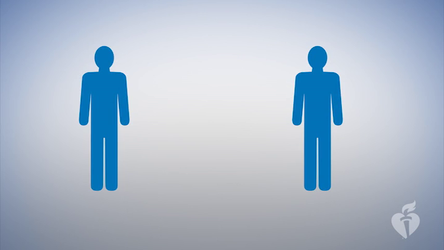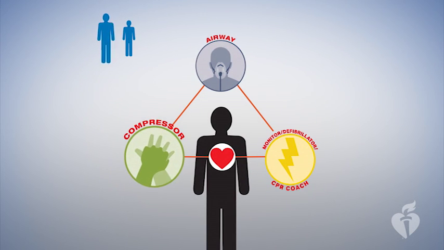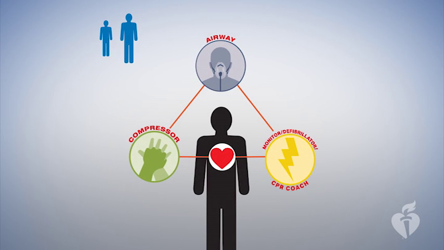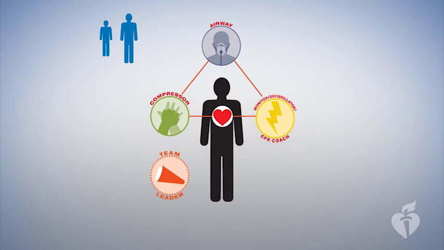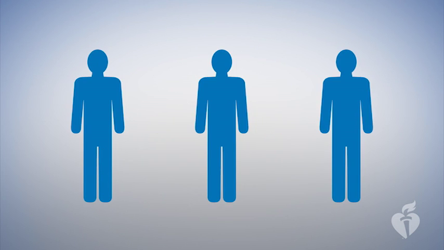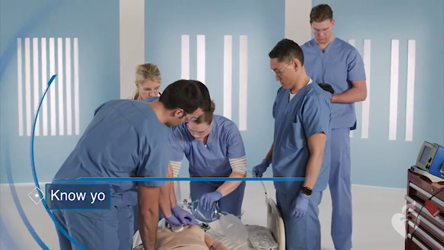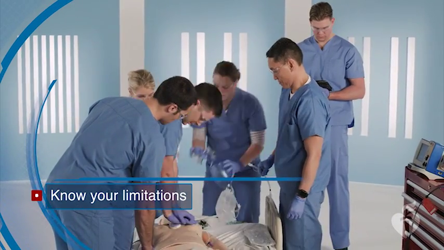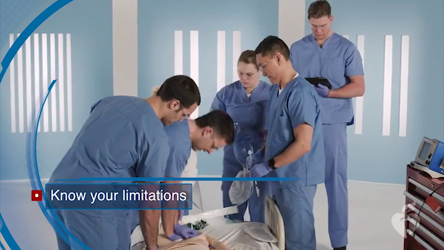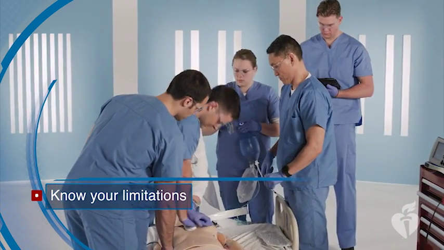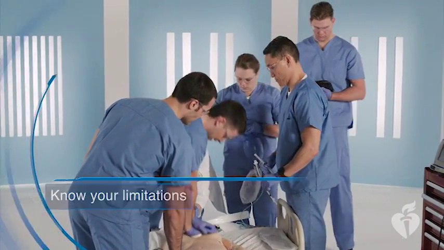When only 2 rescuers are present, they typically take the roles of compressor and airway, with one of them also covering monitor defibrillator and team leader. If 3 rescuers are present, they take positions around the victim in the 3 critical roles: compressor, airway, and monitor defibrillator. Every member of the team should know his or her limitations. Team members should ask for assistance and advice early, not when the situation deteriorates.